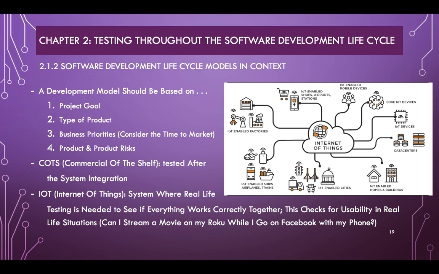IoT is an acronym for the Internet of Things. It is a term for a system where real-life testing is needed to see if everything works together correctly. This checks for usability in real-life situations. A real-world example of this is the internet in your home. Can you stream a movie on your Roku while I go on Facebook with my phone?